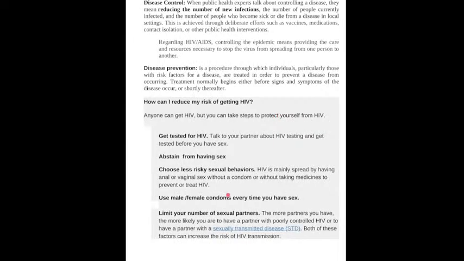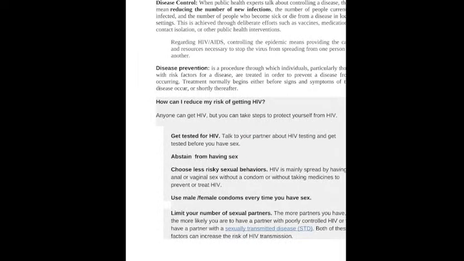Now, the other one is use of male and female condoms every time you have sex. Of course, this is very important, but again, this is a means that is applicable mainly to people who are not married, because sometimes you may not say that they need to use it. So it is case specific. If a person is promiscuous, it is advisable they use condoms.